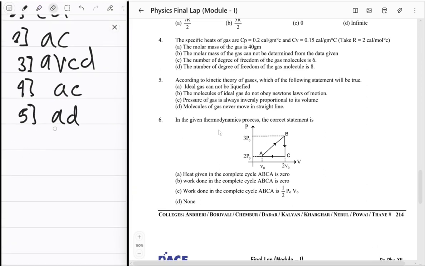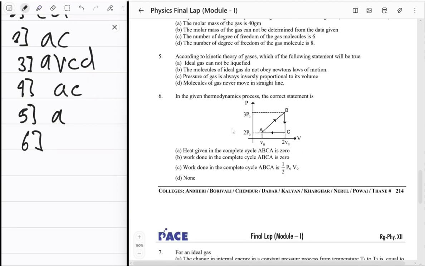Sixth. In the given thermodynamic process, the correct statement is... I think just say D, because, yeah, don't think about gravity, just say it. Because, oh sorry, D is actually incorrect, right? Yes, then we can necessarily exclude D. So either it's A and C or it's just A. Whatever it is. Sixth: in the given thermodynamic process, the correct statement is, okay, so it's like A.